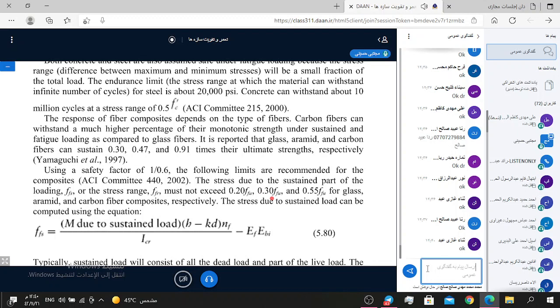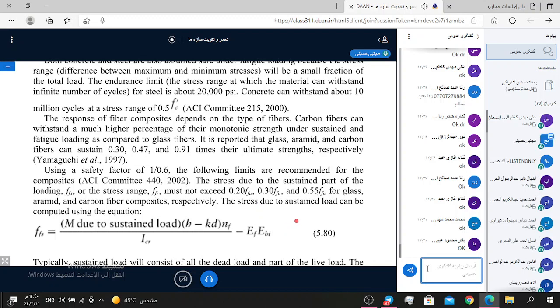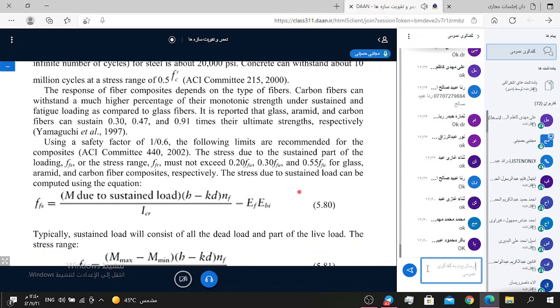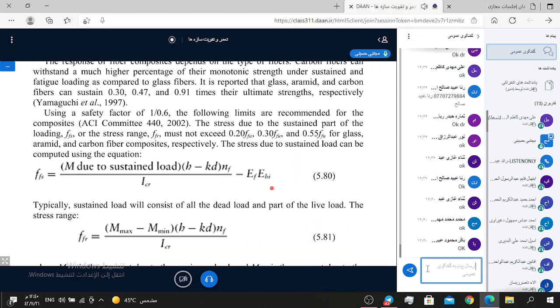These three coefficients we use for computing the strain due to sustained load. Also, sustained load will consist of all dead load and part of live load.